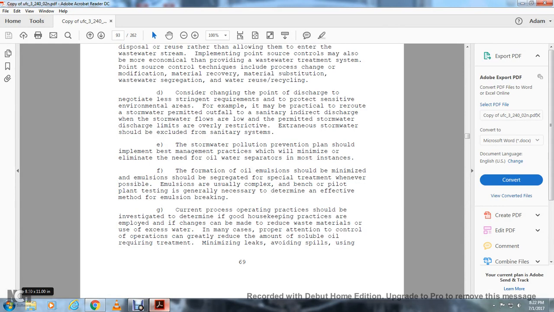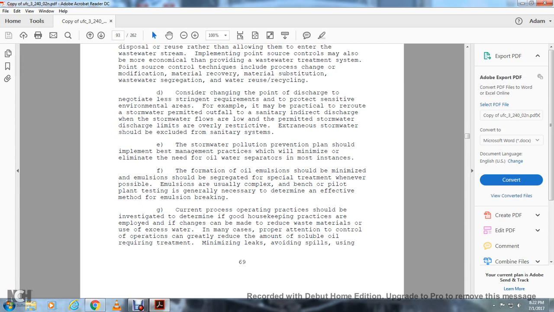Consider changing the point of discharge and negotiate less stringent requirements for particularly sensitive environmental areas. For example, reroute the stormwater to a permitted outfall instead of the sanitary indirect discharge. Where storm flows are low and permitted stormwater discharge limits are overly restrictive, extraneous stormwater should be excluded from the sanitary systems. Stormwater pollution prevention plans should be implemented.